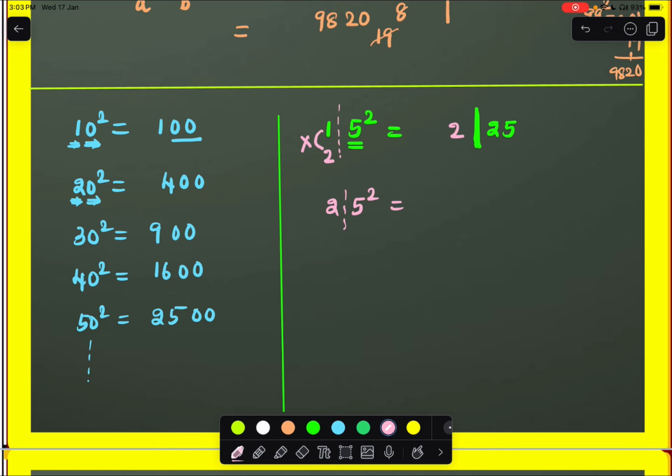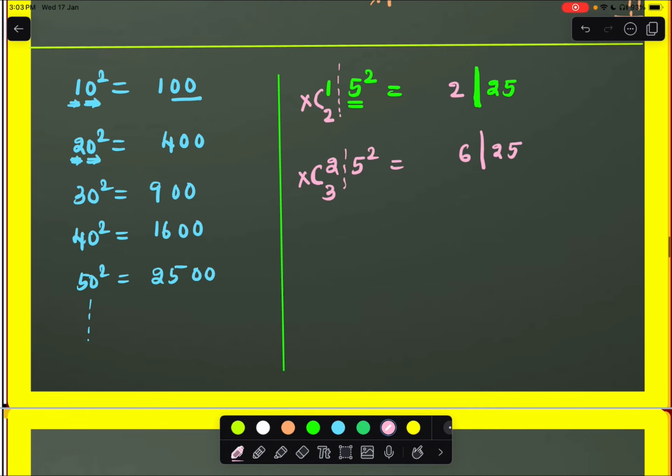If a number ends with 5, its square always ends with 25 only. We'll get 25. Now, other than 5, what is there? Multiply that number by its next integer on the number line. So 2's next number is what? On the number line it is 3 only. 2 into 3 is 6, and 6 followed by 25, we can get it.